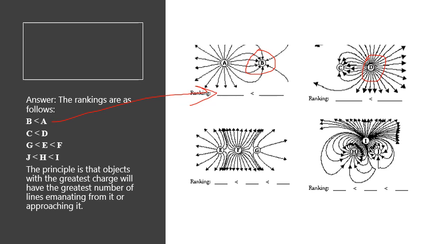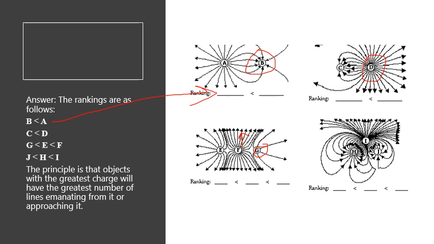What about E, F, G? The lines are going outside from F, from G it is also moving outside, and from E it is also moving outside. So all are positive. The second thing is the weakest. We can say here that G is the weakest, then E, and then F, just by observing the density.